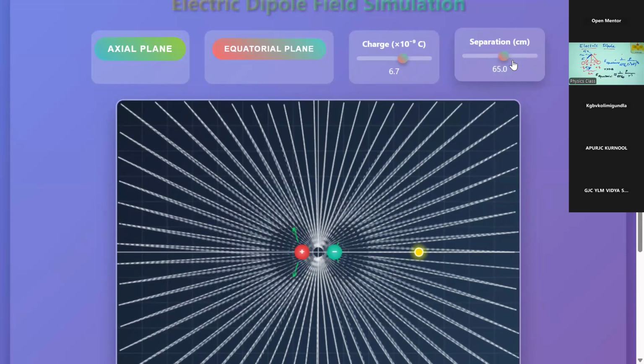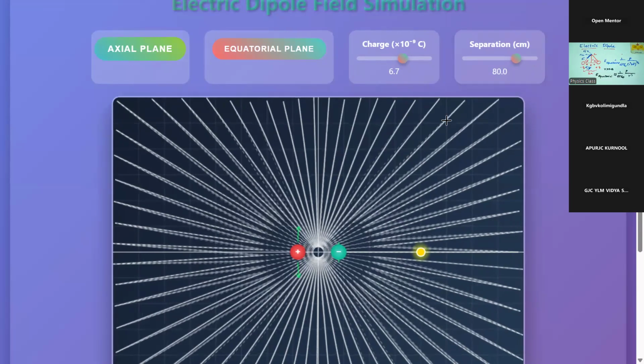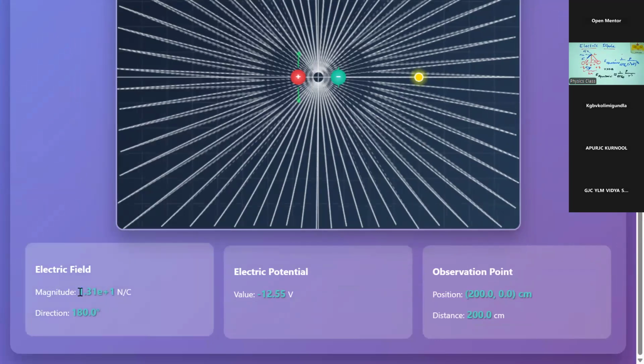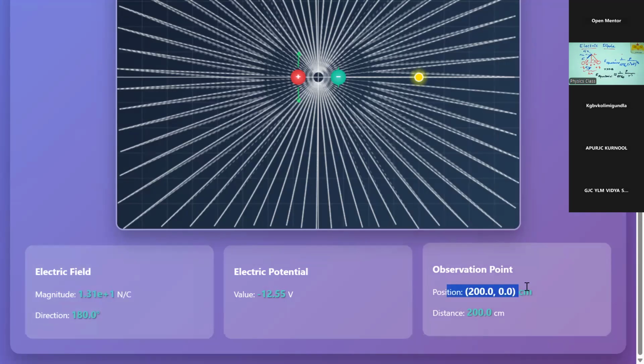Now we can also separate the charges like this: 85, 75, like that. For every value change, you can note it down and calculate the electric field at the yellow point. So this is an axial line. Here you can see the magnitude of the electric field is 1.31 e power 1 Newton per Coulomb. The observation point position is 200 centimeter, distance 200 centimeter.